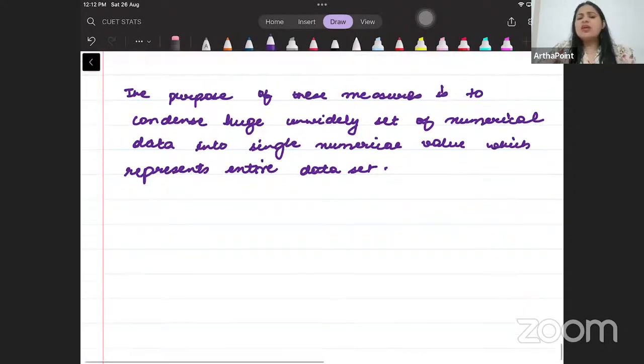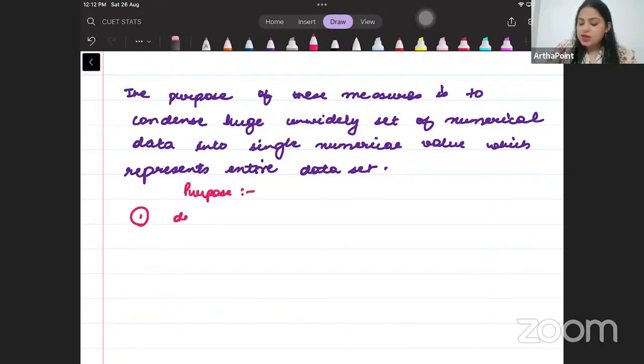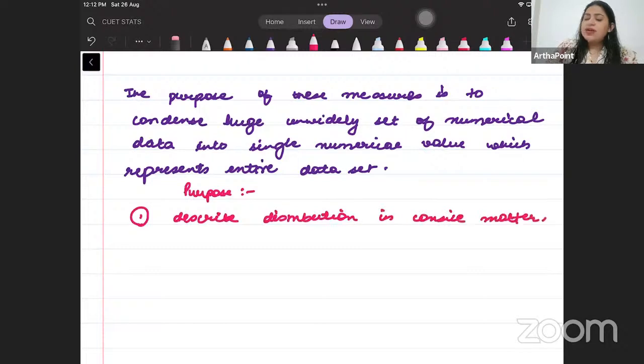Now, central tendency is used for a lot of purposes, right? So there are three main purposes of using central tendencies. The first one is to describe a distribution in a concise manner. So if I want to write the entire distribution in one number, that is where it is going to help me.